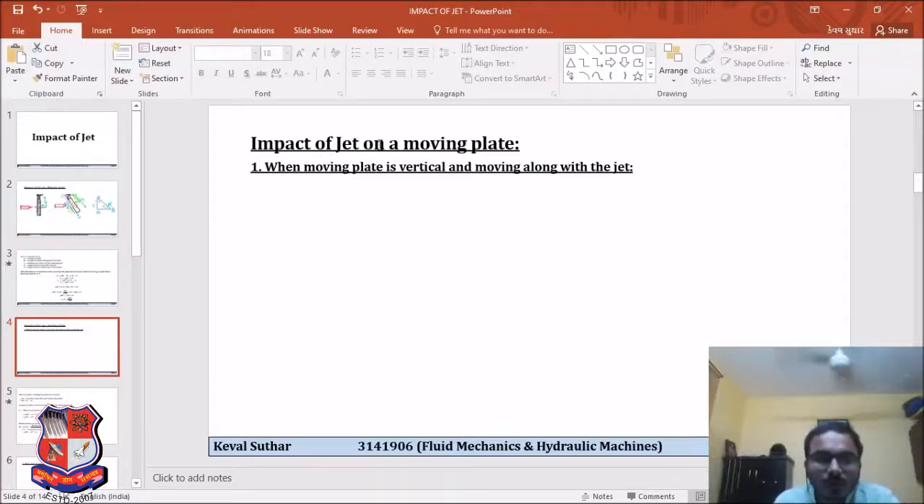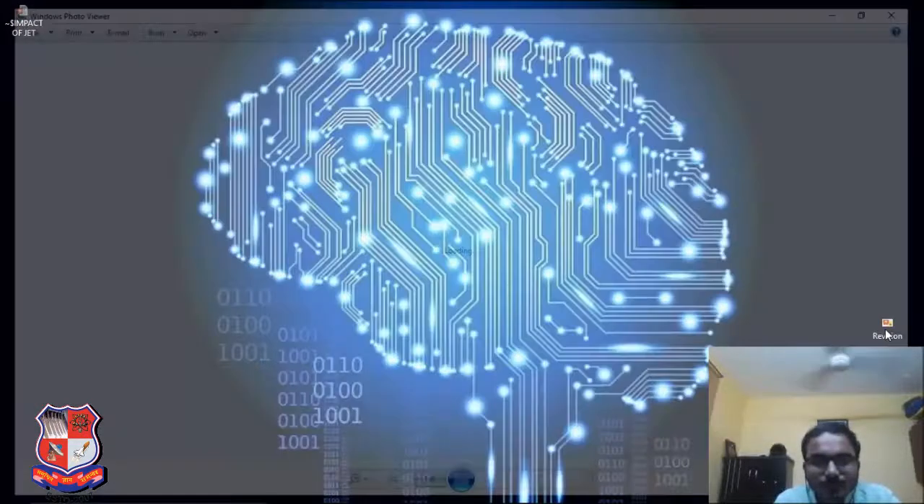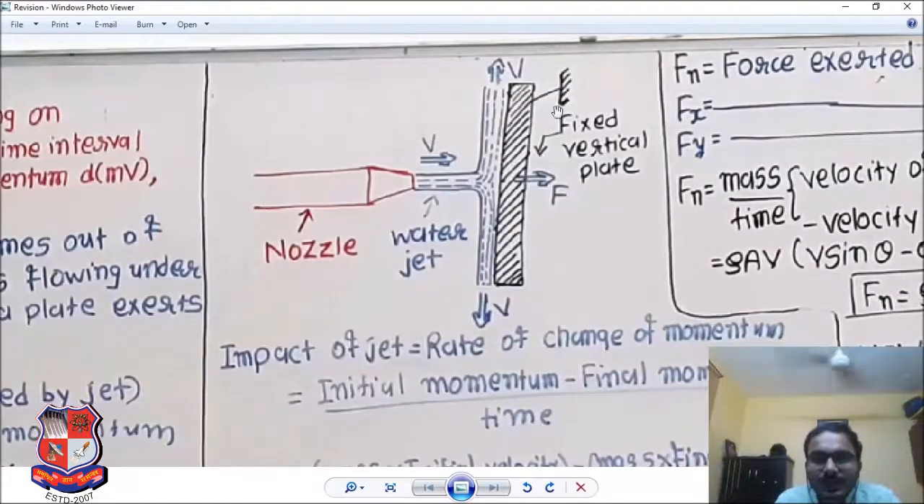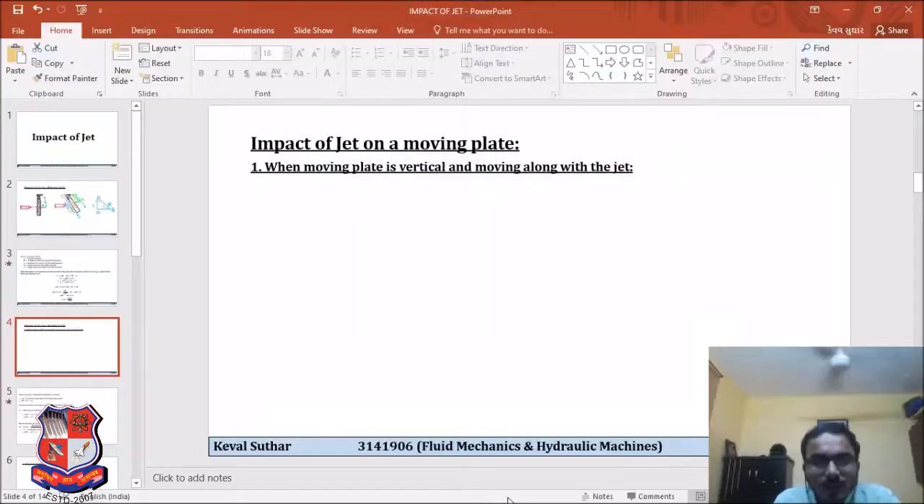So now, from now onwards, plate will be moving. If you recall, in this figure we have a fixed vertical plate, that is, the plate is not moving, only the jet is striking. So in our new case, we will consider this vertical plate to be also moving. So to understand this, we will draw one figure first.